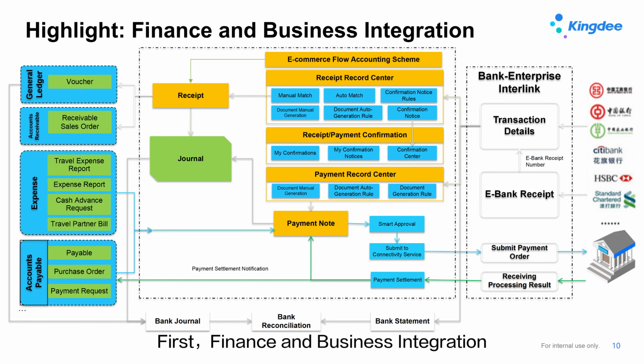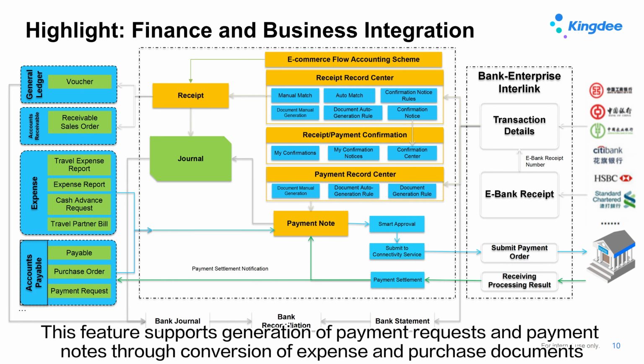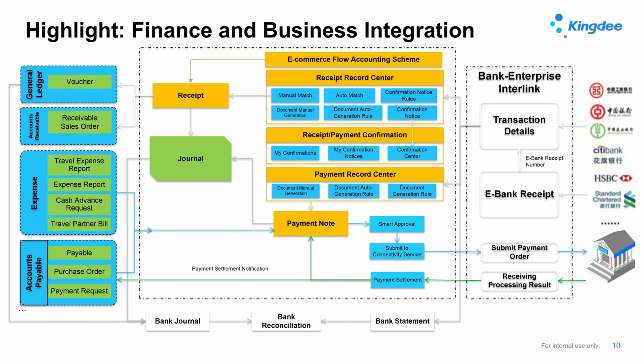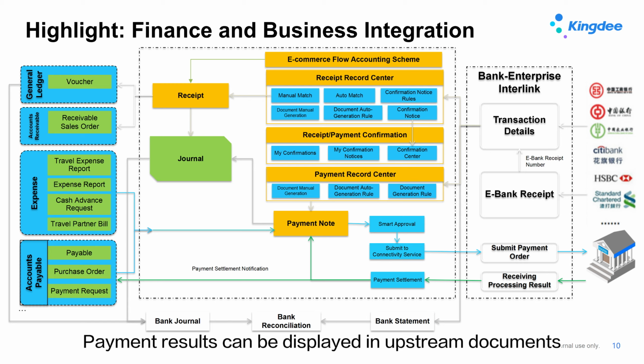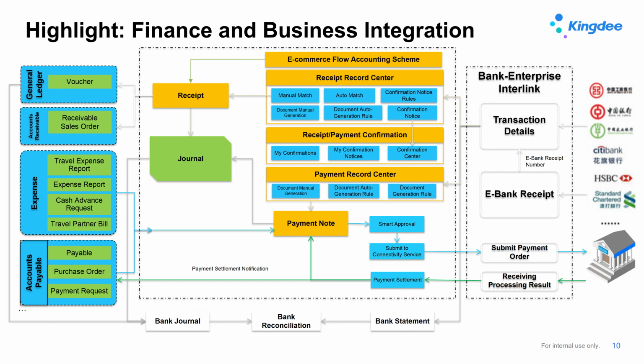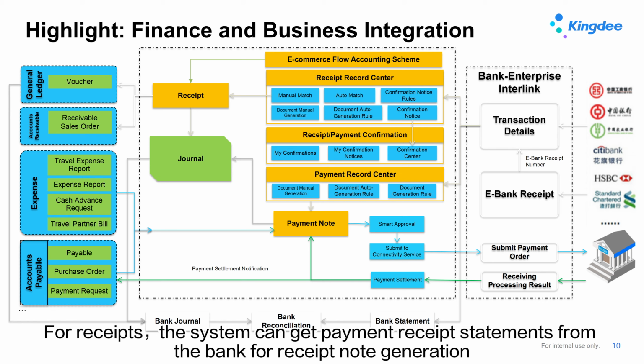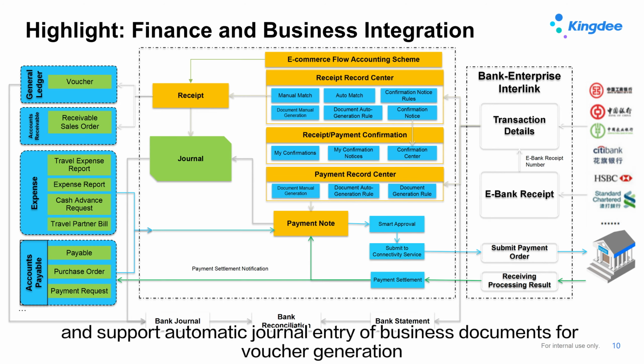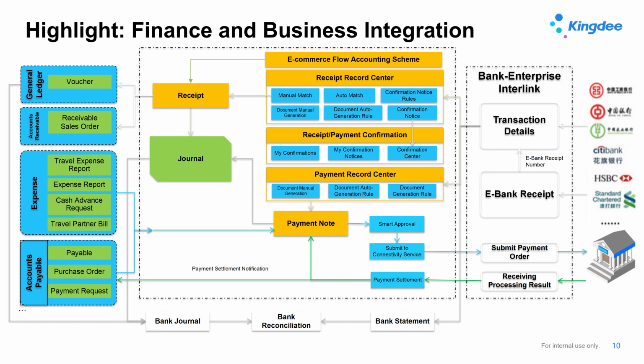First, finance and business integration. This feature supports generation of payment requests and payment notes through conversion of expense and purchase documents. Payment results can be displayed in upstream documents. This feature also supports bank enterprise submission and payment result retrieval from the bank. For receipts, the system can get payment receipt statements from the bank for receipt note generation and support automatic journal entry of business documents for voucher generation.